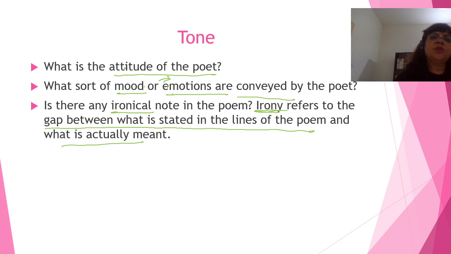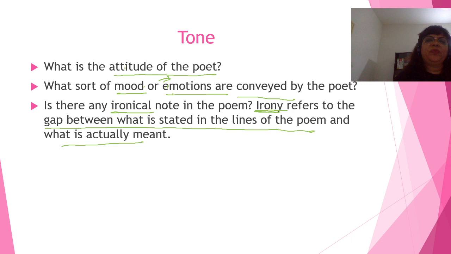Next was the ironical note in the poem. Irony refers to the gap between what is stated in the lines of the poem and what is actually meant. Anybody who's writing it down? Write it down neatly.